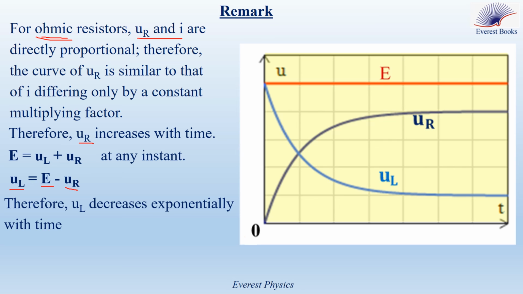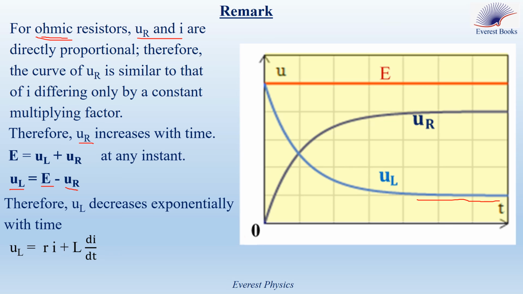We have the curve of E, which is a straight line, horizontal and parallel to the time axis, because E is constant. UR, as you see, increases with time, and UL, which is equal to E minus UR, decreases with time. Now I have a question for you. UL does not reach zero when the steady state is attained. Can we explain this? Now, the expression of UL is equal to Ri plus L dI by dt.